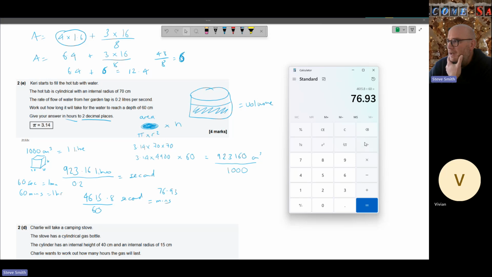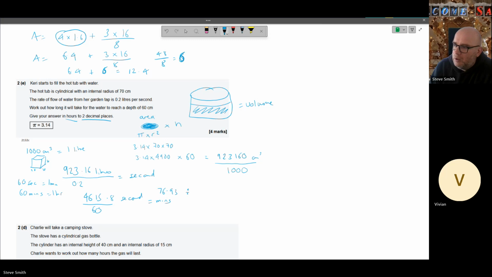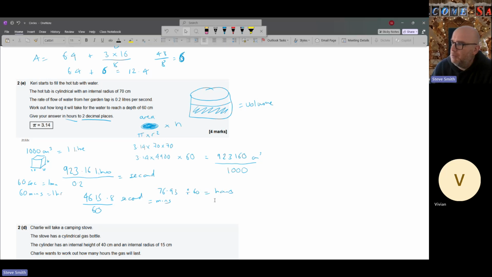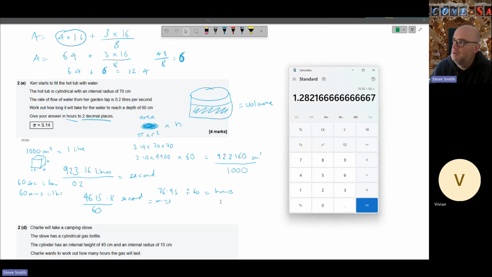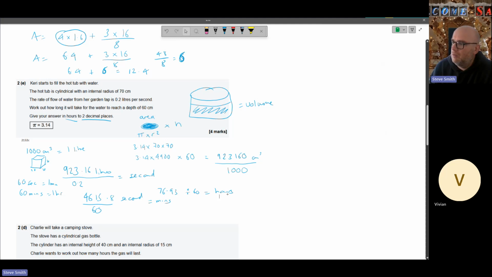So we're going to divide that number by 60 again. And we've got 1.28. So we divide that one again by 60 to equal hours. Where's my calculator gone? 1.282. So we've got 1.282, to 2 decimal places. That is a decision maker. It's less than 5, so we remain at 1.28 hours.